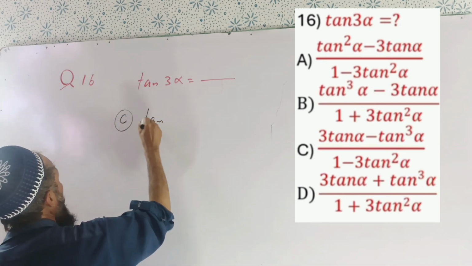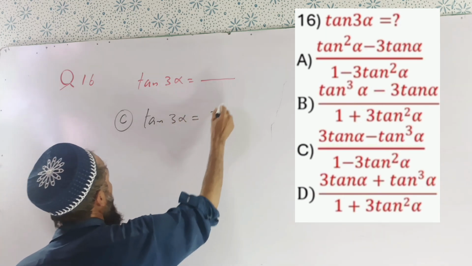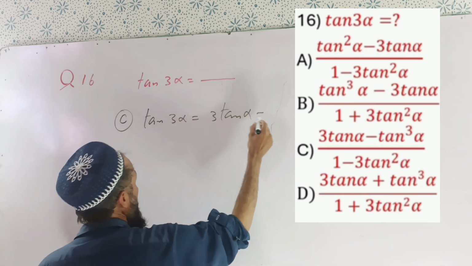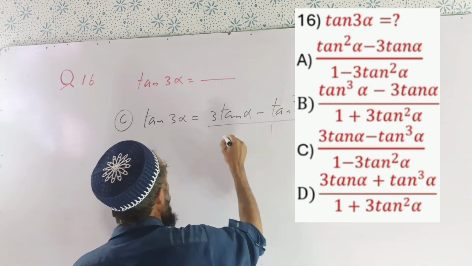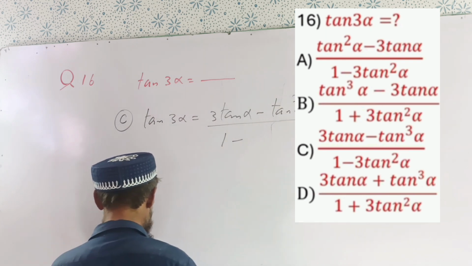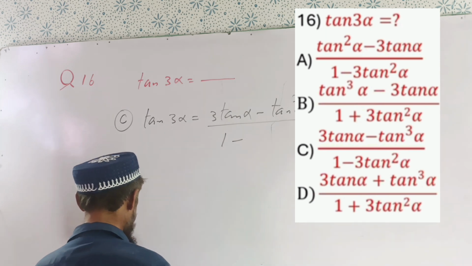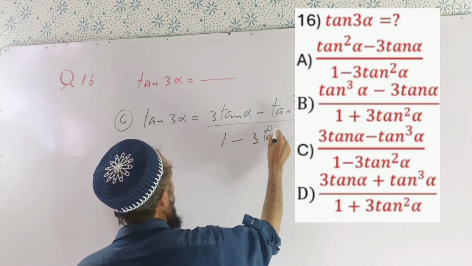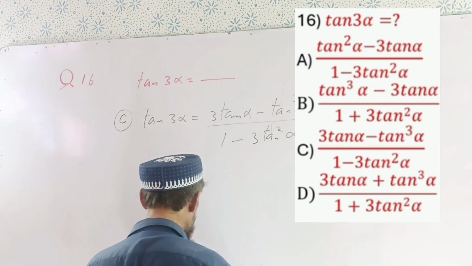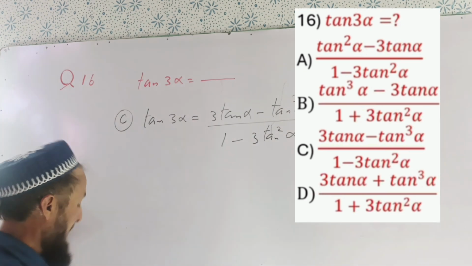Tangent 3 alpha is equal to 3 tangent alpha minus tangent cube alpha divided by 1 minus 3 tangent square alpha. Option C is the correct option here.